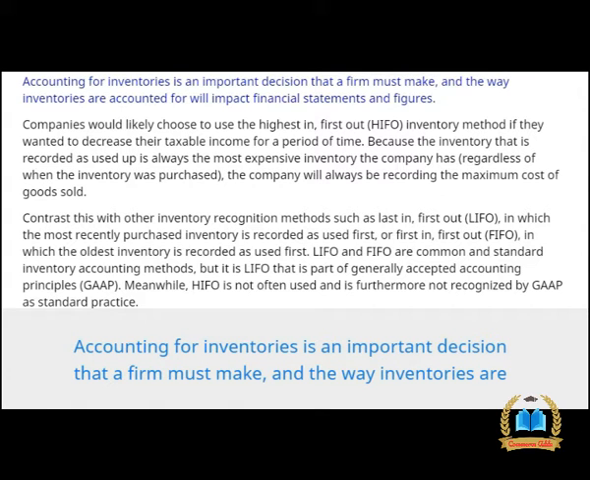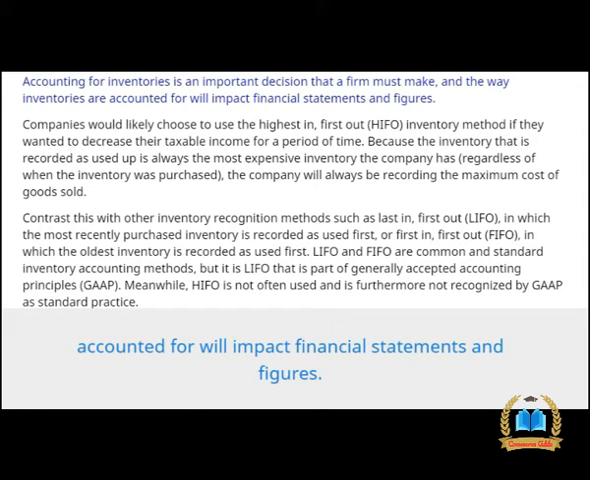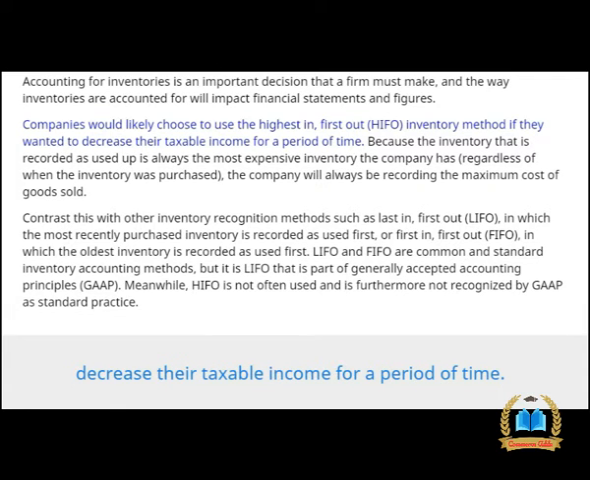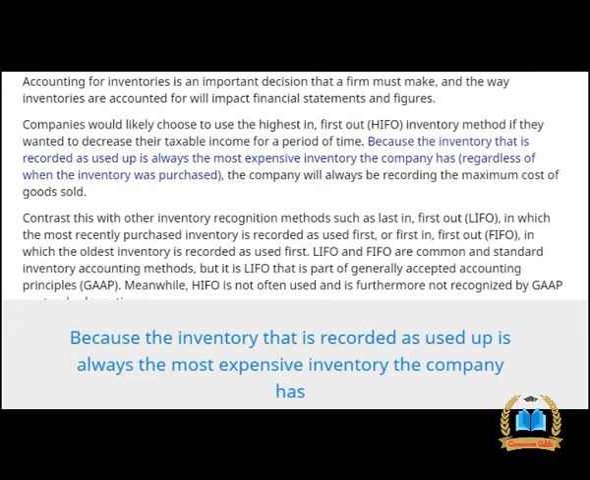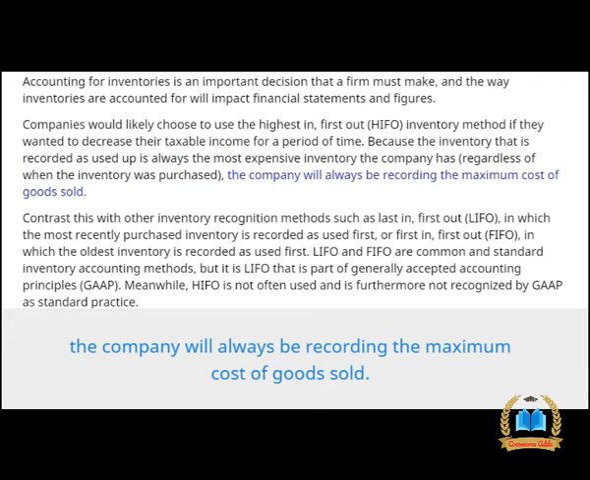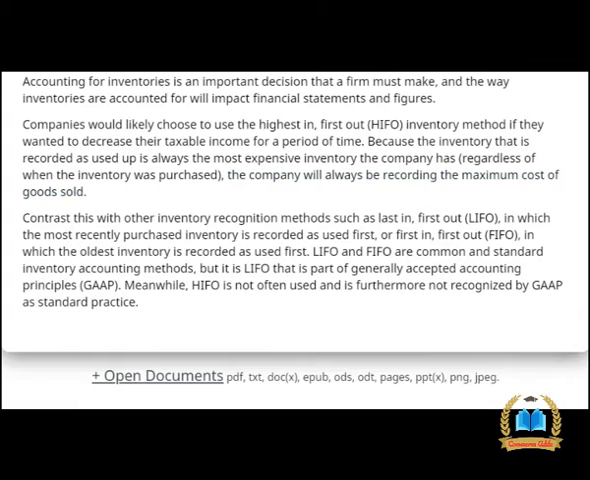Accounting for inventories is an important decision that a firm must make, and the way inventories are accounted for will impact financial statements and figures. Companies would likely choose to use the highest in, first out, HIFO, inventory method if they wanted to decrease their taxable income for a period of time. Because the inventory that is recorded as used up is always the most expensive inventory the company has, regardless of when the inventory was purchased, the company will always be recording the maximum cost of goods sold.